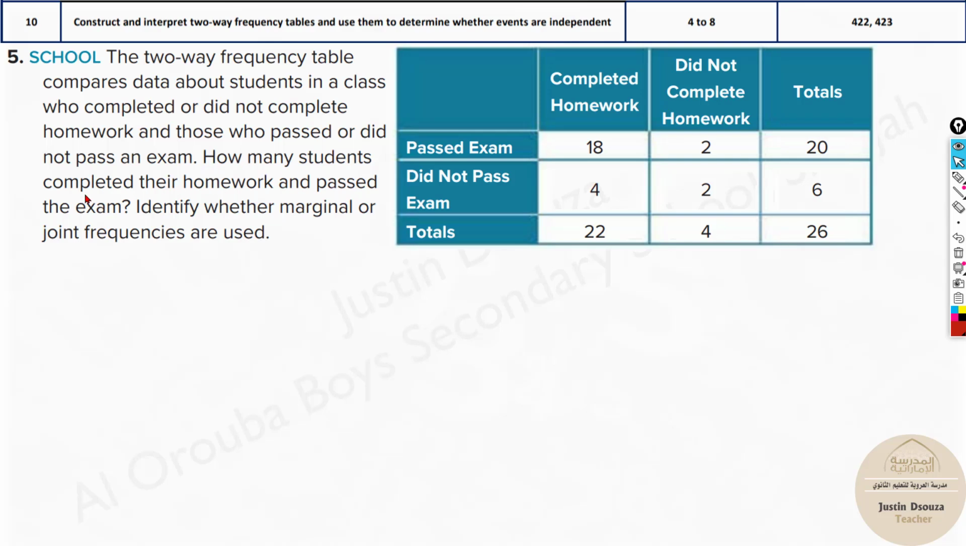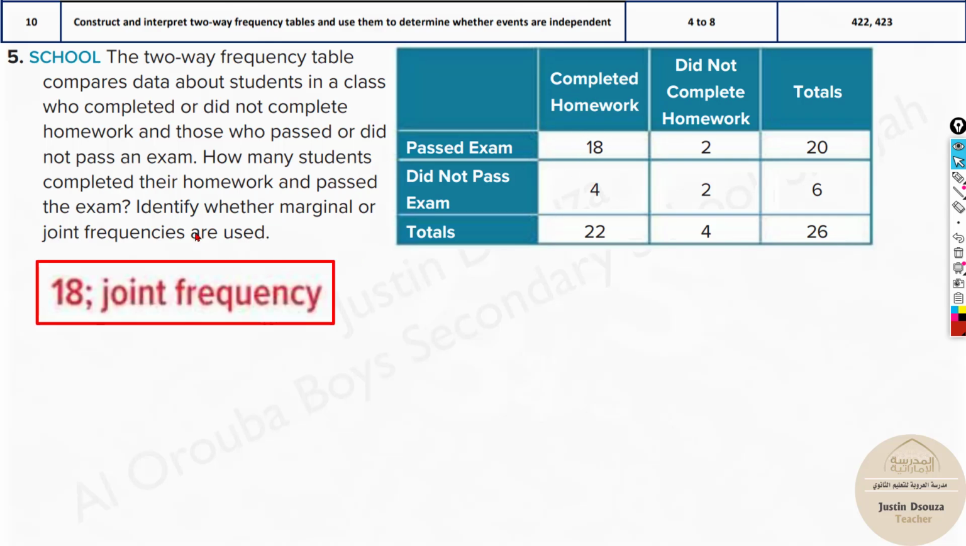Here, what is the question? How many students completed their homework and passed the exam? Completed homework, passed the exam. It's 18 students. That's the answer. And which did you use? It's joint frequency, the ones in the inside. The outside ones are marginal.